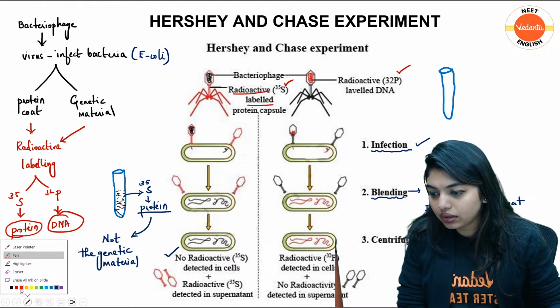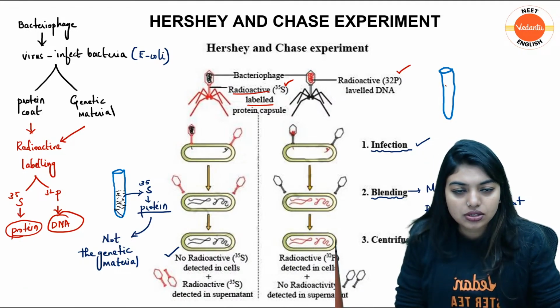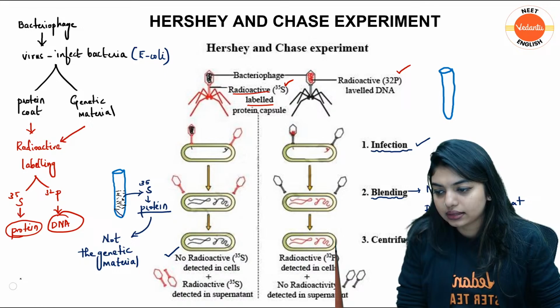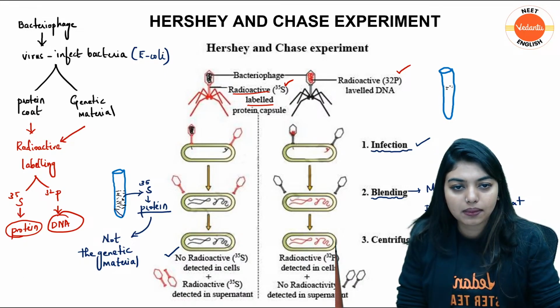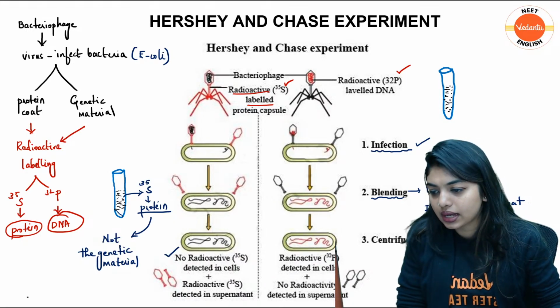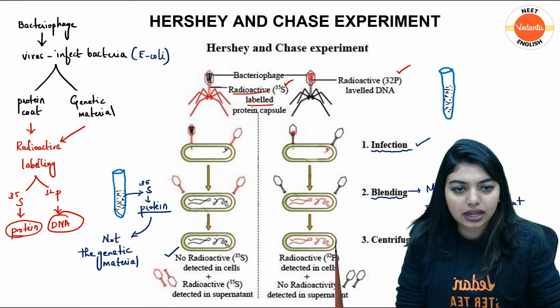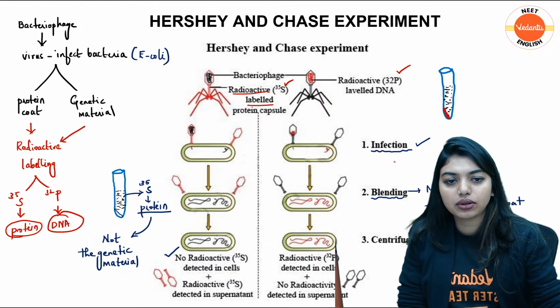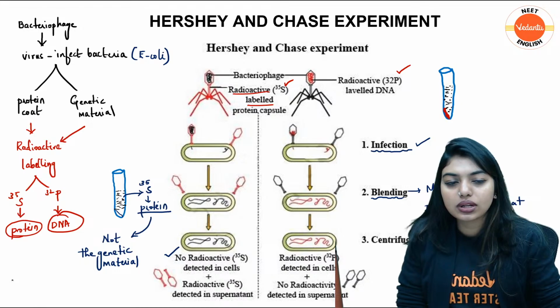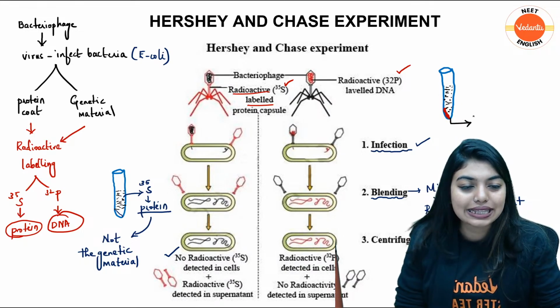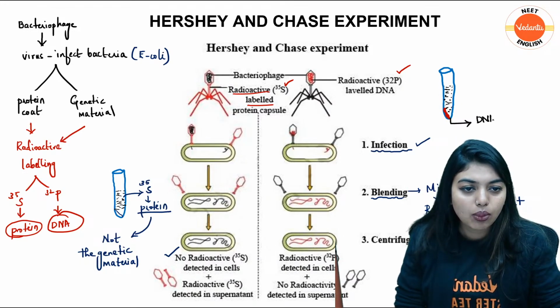Look here. Let's just draw it with black. Here we have the pellet. Okay, students, what did they notice? They noticed that the genetic material was in the pellet. That means your DNA was in the pellet. That shows that DNA is the genetic material.